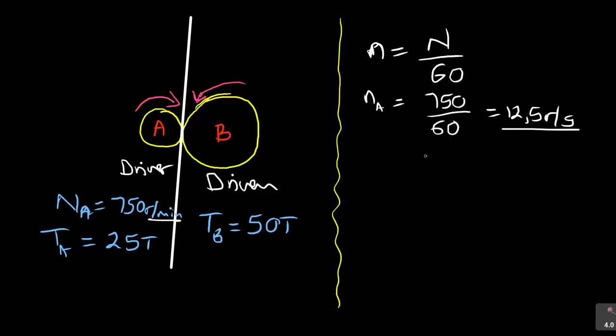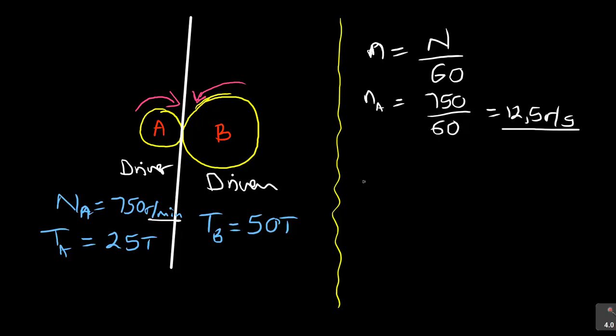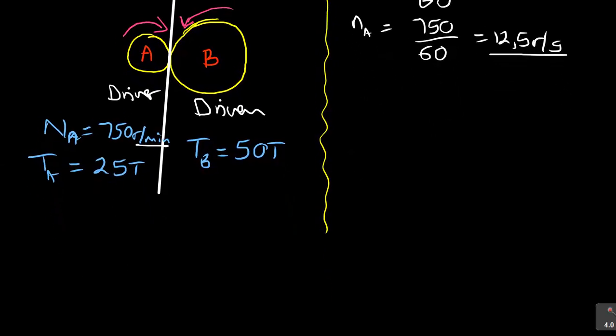Now, for us to be in a position to find NB, there are different ways that we can approach it, but now we're coming back to the formula that I was saying you need to have. Let's look at this formula here. It says NA.TA is equal to NB.TB. So that's what we're going to use. NA times TA is equal to NB times TB.